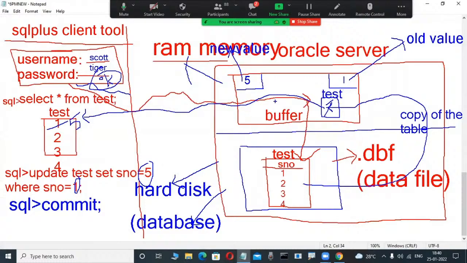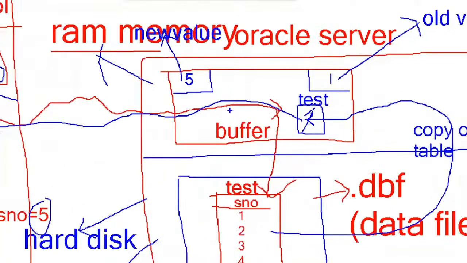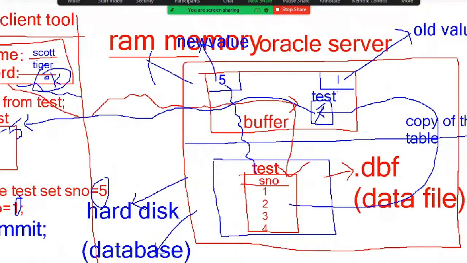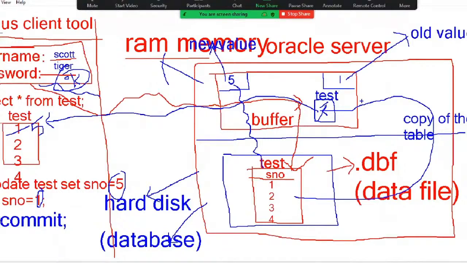Yes, a new value. What is the new value? At least the new value is 5. This 5 is automatically permanently stored where? In a hard disk. In a disk only it will be stored automatically. So commit means save the new value for the transaction permanently in the hard disk. That is nothing but save.